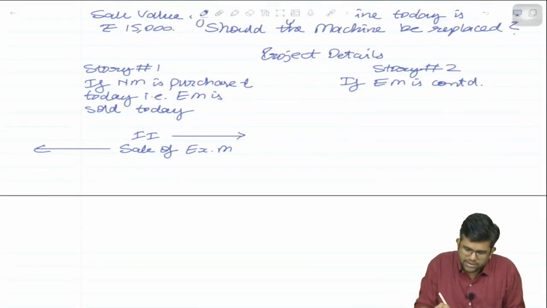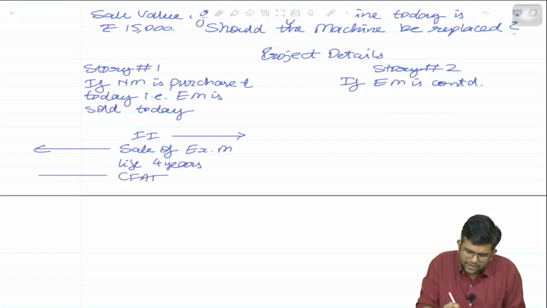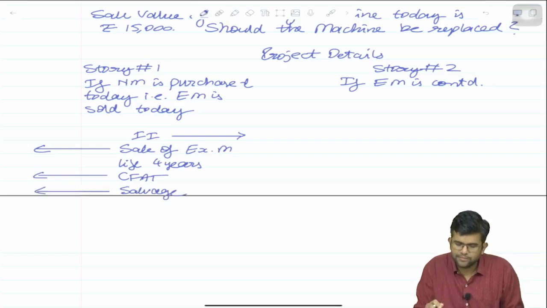This new machine will last for 4 years, and for these 4 years it will give you CFAT. Everyone clear? And at the end of the 4th year, we will be able to sell this machine and receive some salvage. I hope everyone is following.